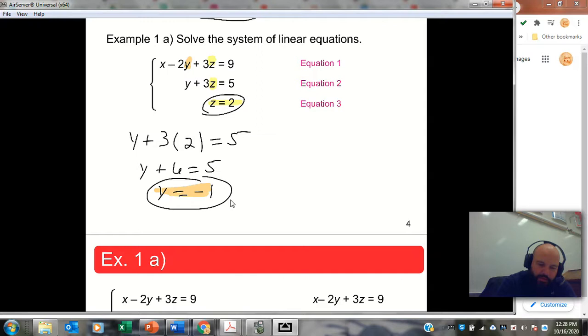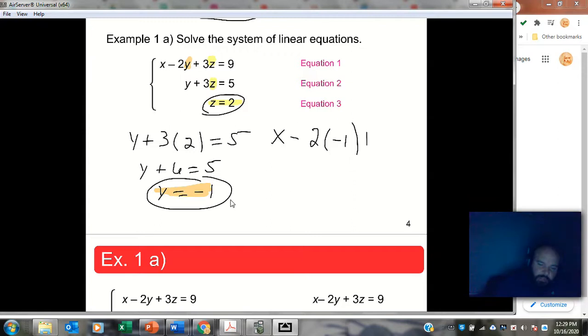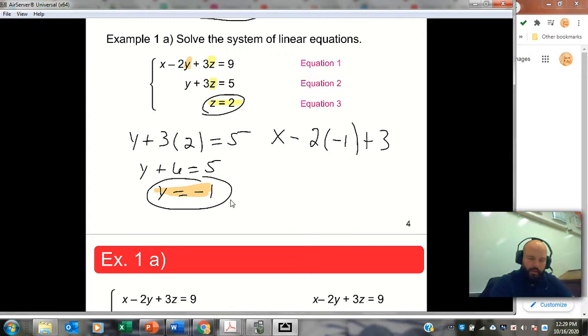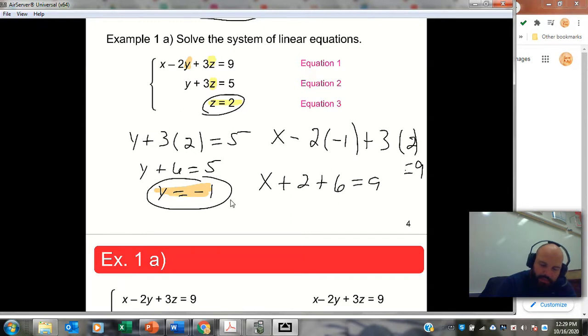And so when I rewrite this equation out, I get x minus 2 times negative 1 plus 3 times 2, and that equals 9. I ran out of room there. Now we're going to go ahead and simplify this equation. So we have x plus 2 plus 6 equals 9. 2 plus 6 is 8. And then we subtract 8 from both sides and we get x equals 1. And there's our third variable.